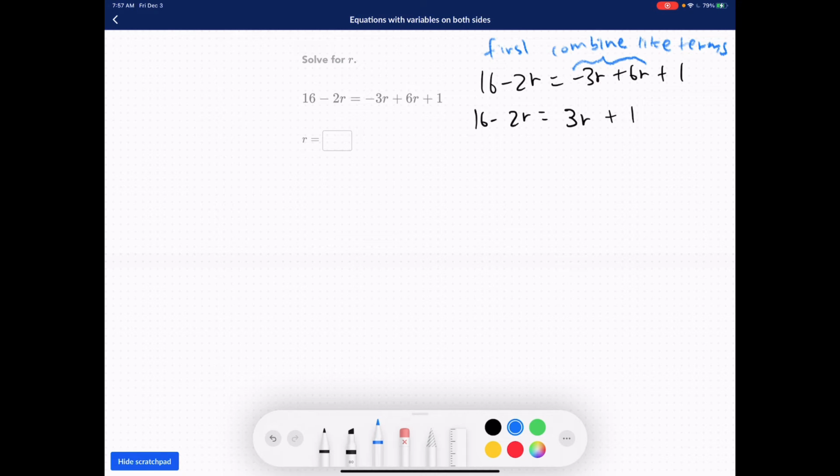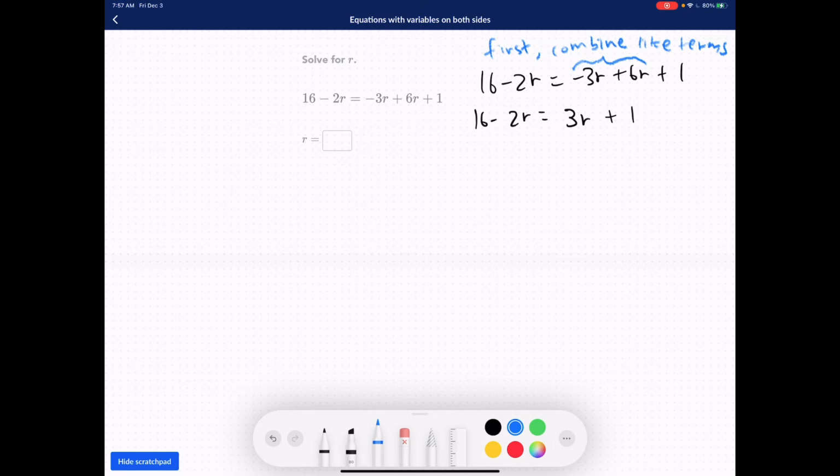So first, combine like terms, if you can. Sometimes there won't be terms that you can combine. So in that case, you don't have to combine like terms because there are no terms to be combined. But if there are like terms to be combined, then you want to combine the like terms.